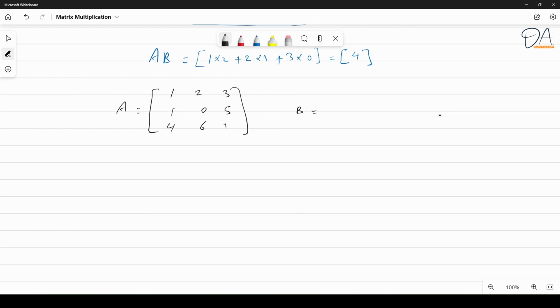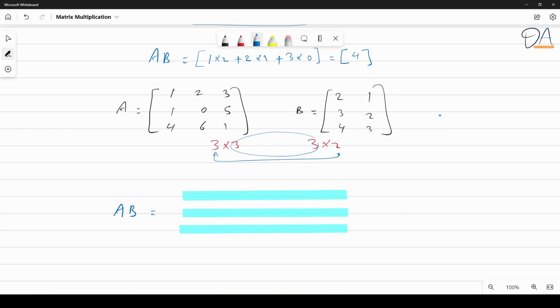And B is 2, 3, 4, 1, 2, 3. The size, or order, of matrix A is 3 by 3, and the order of matrix B is 3 by 2. Again, we can see that the inner numbers are equal, so we can compute the multiplication of A and B. What about the size of the result? We can get it from the outer numbers.